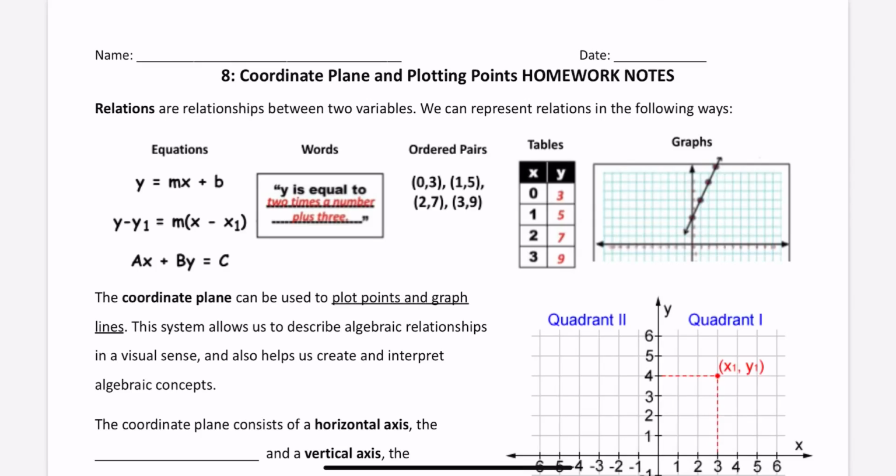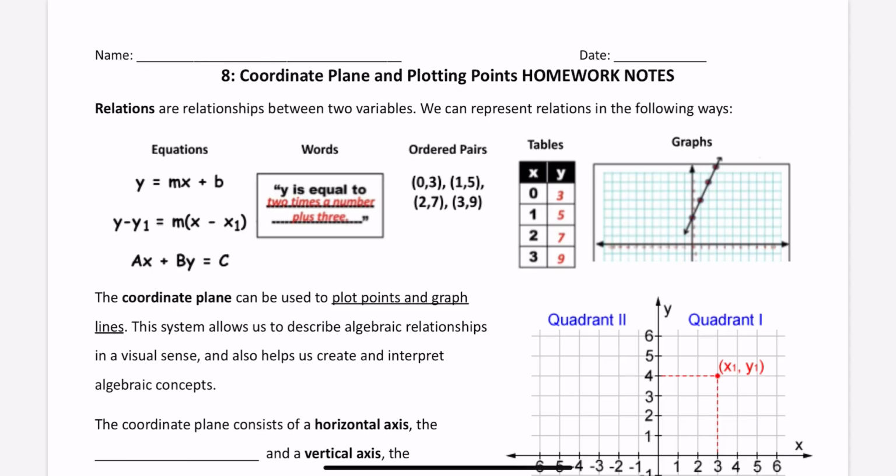Hey guys, today we're going to talk about the coordinate plane and plotting points. We're going to focus on relations this unit, and relations are just relationships between two variables, so an x and a y, or like an ordered pair. And we can represent the relations in the following ways.